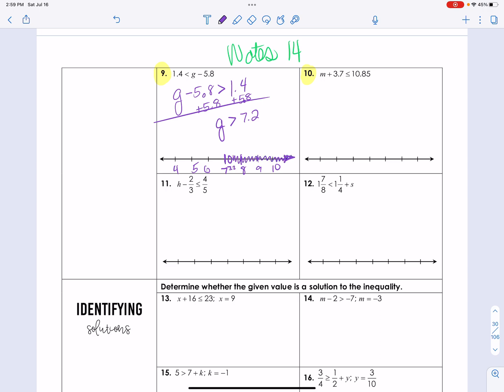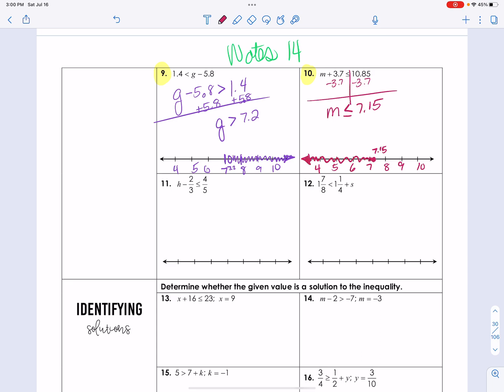Okay, and on this next one, I'm going to subtract 3.7 because I'm doing the opposite operation. And that's 7.15, less than or equal to 7.15. So that's between here 7, 8, 9, 10, 6, 5, 4. 7.15 would be about right here. I'm going to label it 7.15, and it's everything less than that.